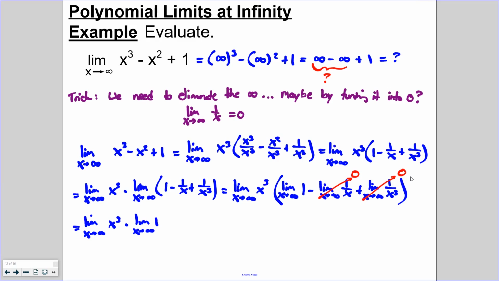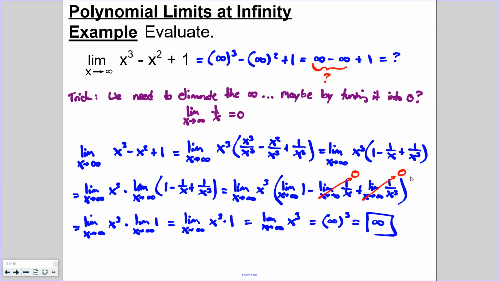Well, we know that the limit as x approaches infinity of 1 is just going to be 1. So we're just going to have the limit as x approaches infinity of x cubed times 1, which is the limit as x approaches infinity of x cubed. And we already know that with this particular limit, we can do direct substitution to get infinity cubed, or just infinity. So there you go.